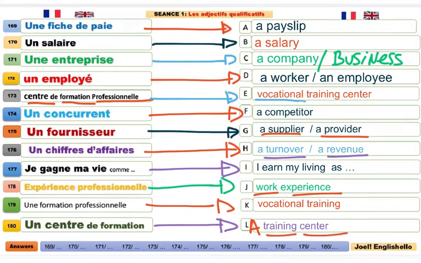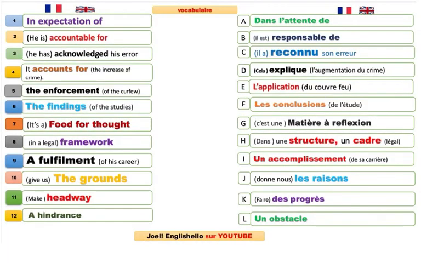In expectation of the result, for instance, dans l'attente du résultat. The boss is accountable for the sales in the company. Le patron est responsable des ventes dans l'entreprise. He is accountable for the sales. He has acknowledged his error. Il a reconnu son erreur.